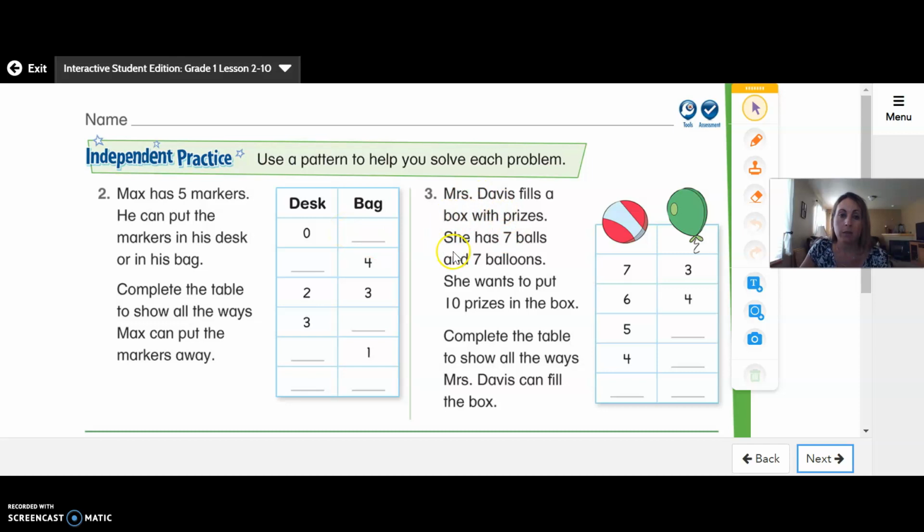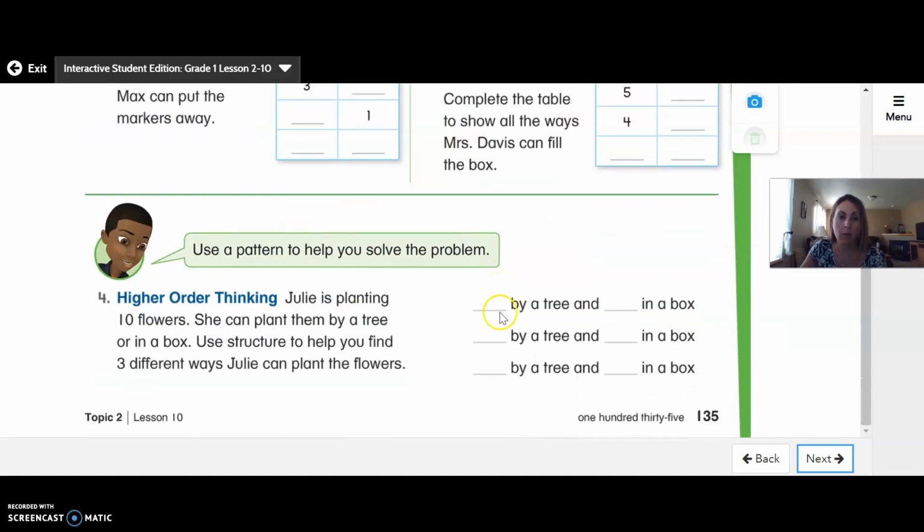This problem talks about Mrs. Davis filling a box with prizes, and her prizes are that she has 7 balls and 7 balloons, and she wants to put 10 prizes in the box. So she'll have to decide which of each item she's going to do. So you'll complete the table to show all of the ways Mrs. Davis can fill the box. You'll have a pattern right here to help you solve the problem about planting flowers and planting them by a tree or in a box.